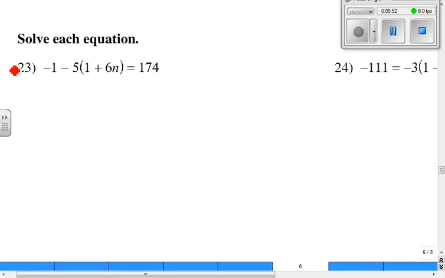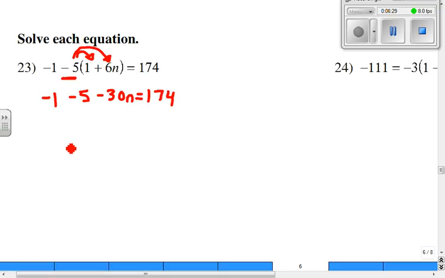Okay, here I'm actually solving. So again, I have to distribute since I have a number outside of a parentheses. Again, I'm going to be careful because it's a negative 5 that I'm distributing. I'm going to go ahead and bring down my negative 1. And I have negative 5 times 1 is negative 5. Negative 5 times a positive 6n. Well, a negative times a positive is a negative, so negative 30n. And this is all equal to 174.